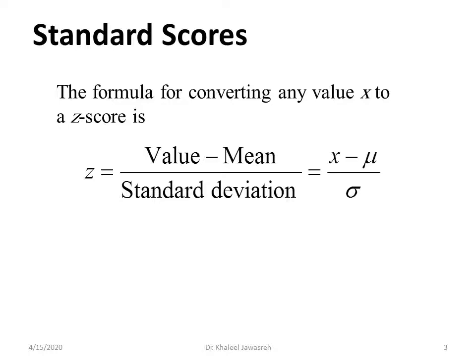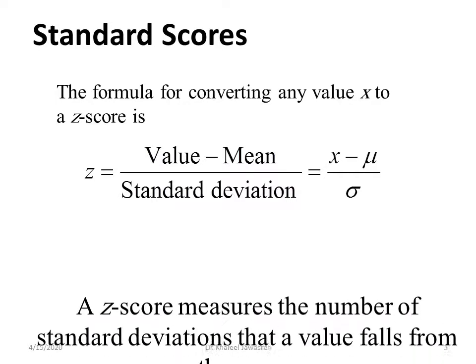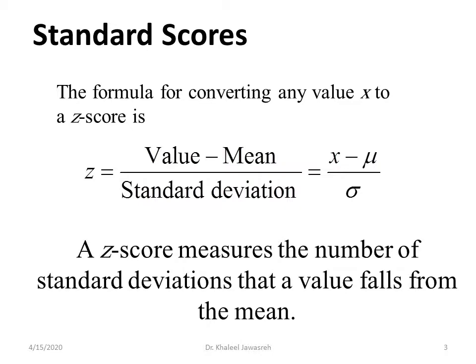How can we convert the values of x to the standard normal curve? If we have any certain value and we have its mean and standard deviation, we can convert it to z-scores. The z-score measures the number of standard deviations that a value falls from the mean. Now you have the definition of the z-score. What do we mean by the z values?